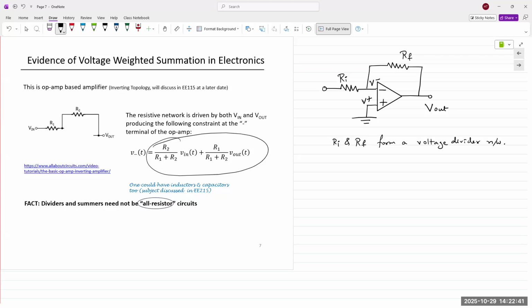Is there an op-amp in a lab kit? Is there? No? Okay.